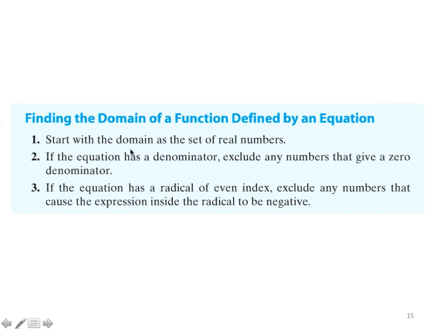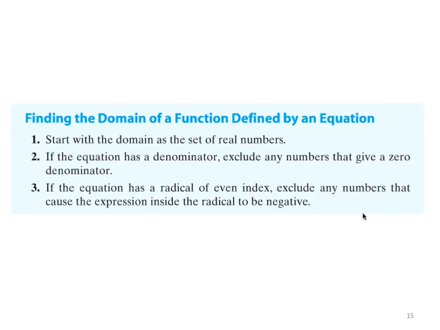So here are a couple of steps for finding the domain. The first step is to start with the set of all real numbers. If the equation has a denominator, exclude any numbers that give a 0 denominator. And then if the equation has a radical that has an even index, so square root, fourth root, sixth root, and so on, you exclude any numbers that cause the expression inside the radical to be negative.